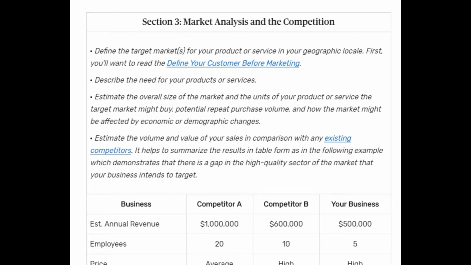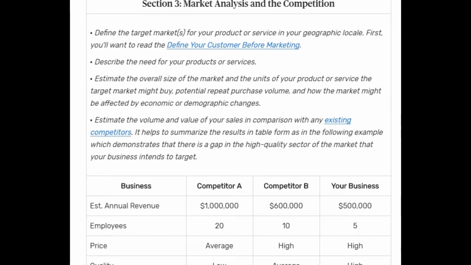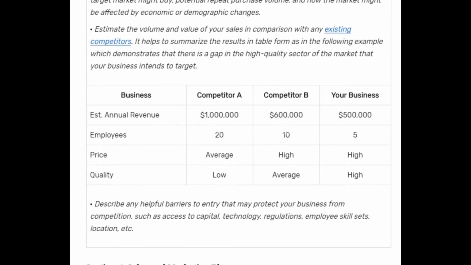And estimate the volume and value of your sales in comparison with any existing competitors. It helps to summarize the results in table form. For example, they have provided us a table, with various competitors and your business size, and also the revenue that you are estimating to generate. So you are focused mainly on quality and with high pricing. If you are willing to provide high quality on a continuous and regular basis, pricing at a high level is not an issue.